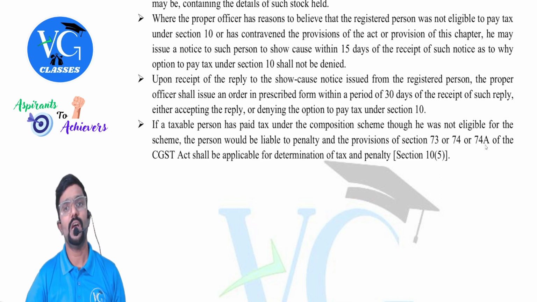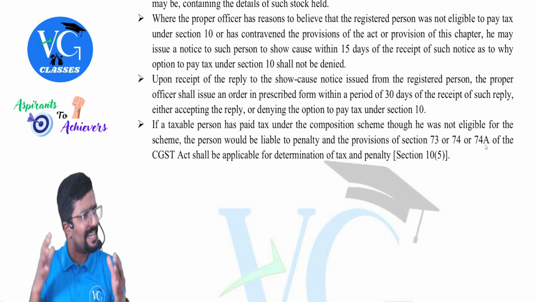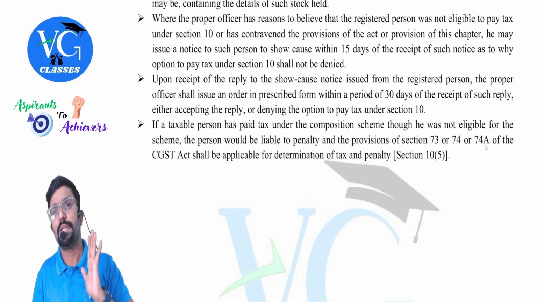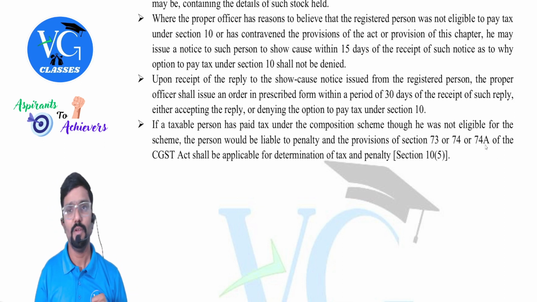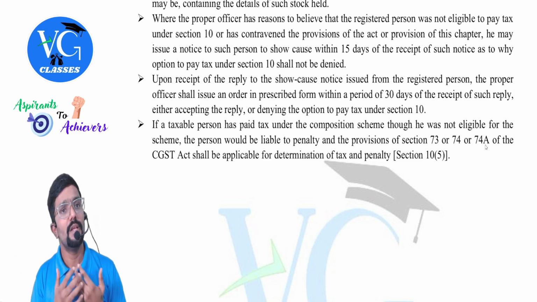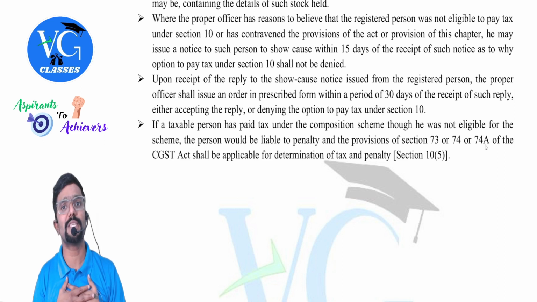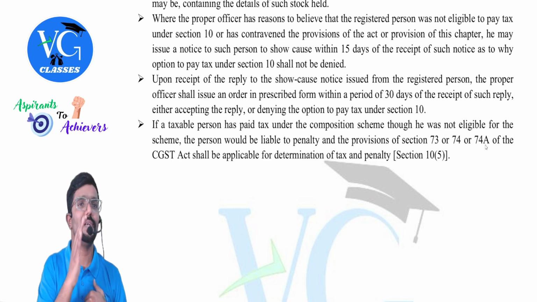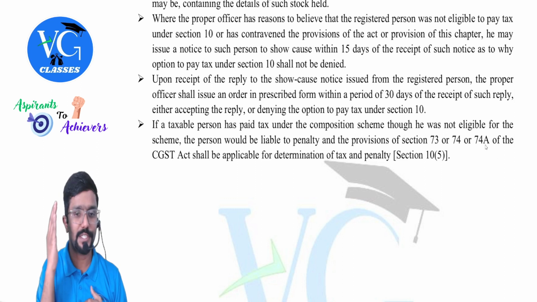Now, if the proper officer observes that you are paying tax under section 10, even though you are not eligible, they will send you a notice telling, why should I allow you to pay tax under section 10? Tell me. So you should explain. If you have any genuine reason, you will explain it. Just because you have explained, is it an obligation for the proper officer to accept it? No. If they feel satisfied, they will accept it. If not, they will tell, sir, please move. Please move to where? Section 9.